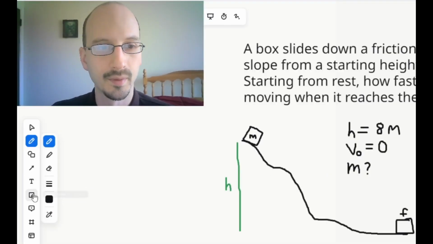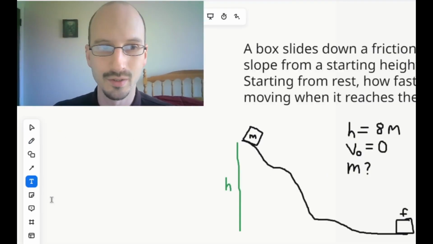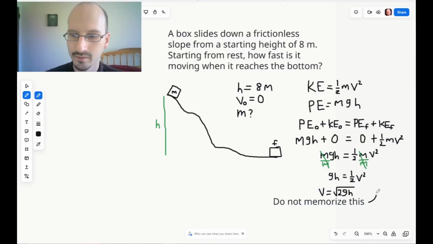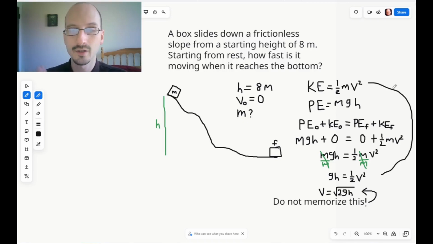Now, I'm going to tell you something very important, so listen closely. Do not memorize this. Do not memorize v equals square root 2gh, because it is only true in certain special cases. What you want to remember is this whole process. How to start from kinetic energy, potential energy, set up the equations, do the algebra, and figure out an expression for the specific problem you're looking at.